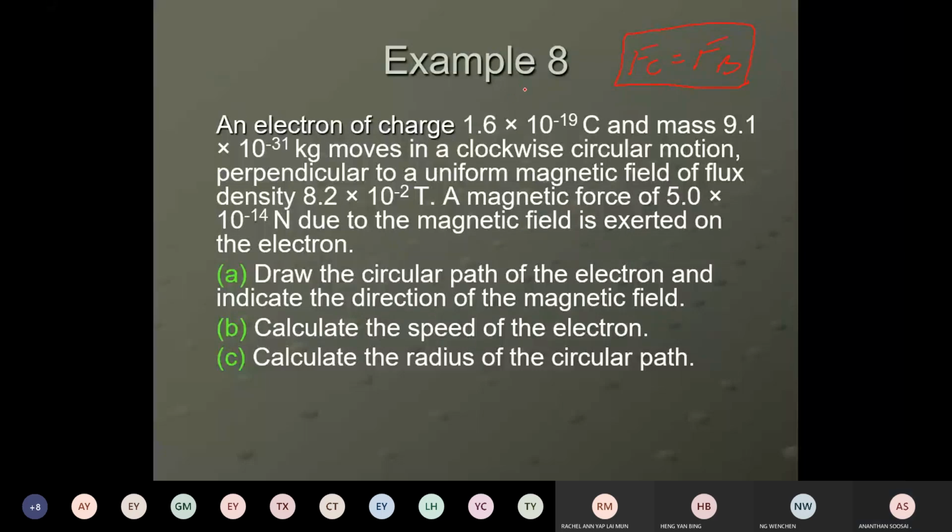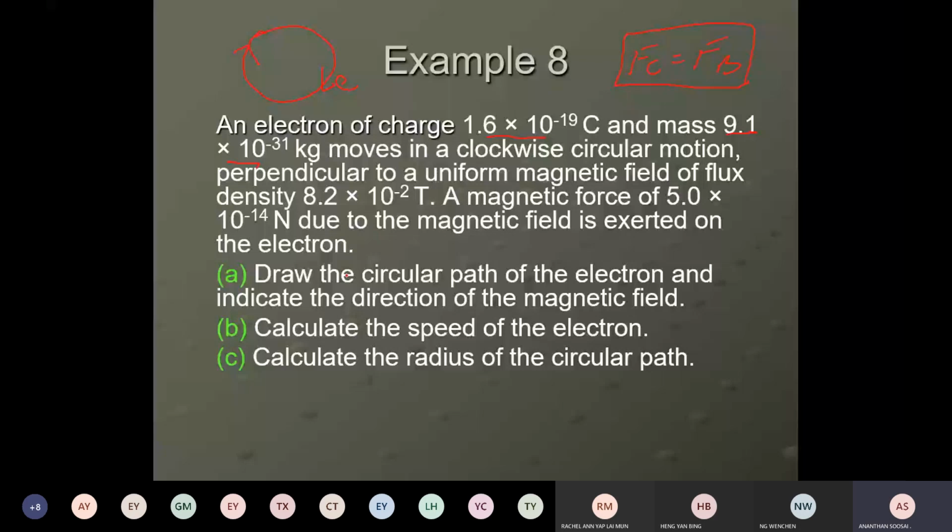Okay. So an electron, with this much charge and this much mass, moves in a clockwise circular motion, perpendicular to a uniform magnetic field of this flux density. A magnetic force of 5 times 10 to the power negative 14 Newton due to the magnetic field is exerted on the electron.